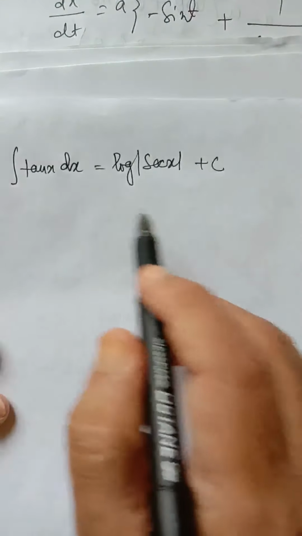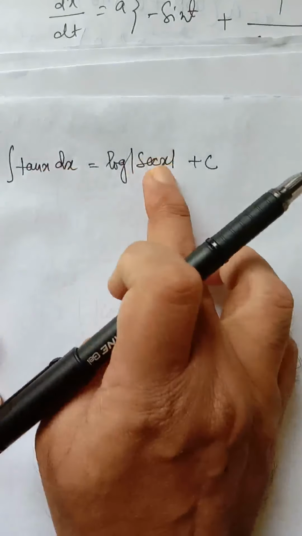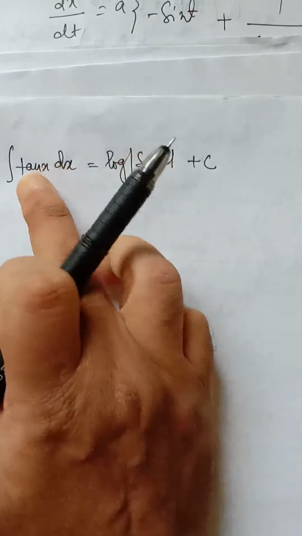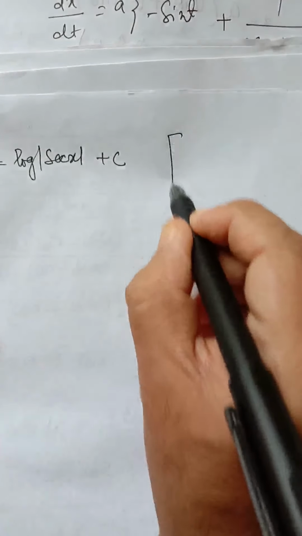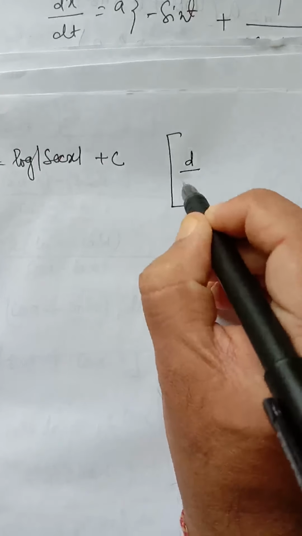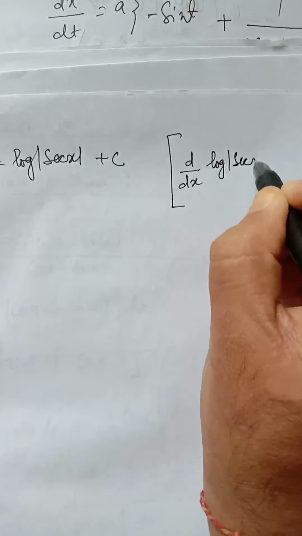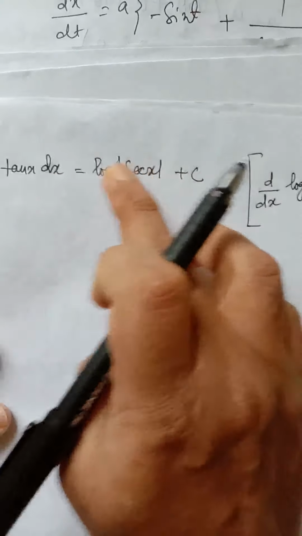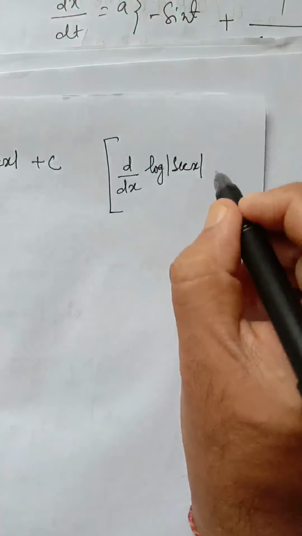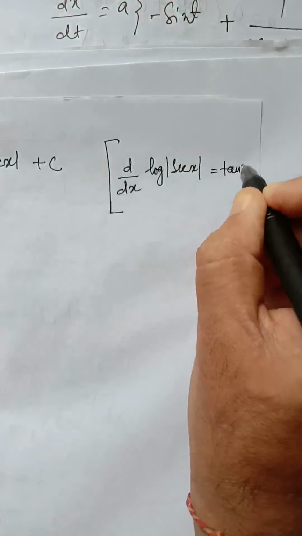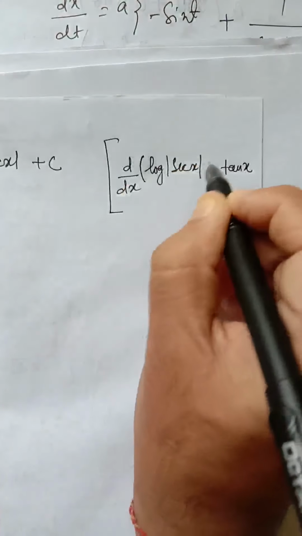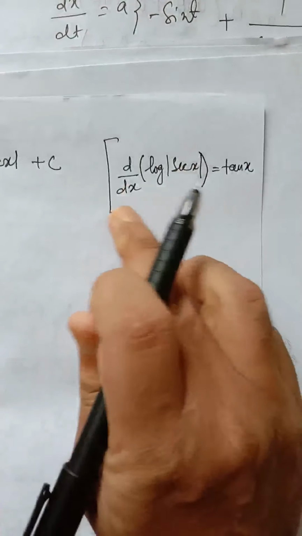At the same time, we have to remember the derivative of log of sec x, which will be tan x. We have to remember, derivative of log of sec x is tan x.